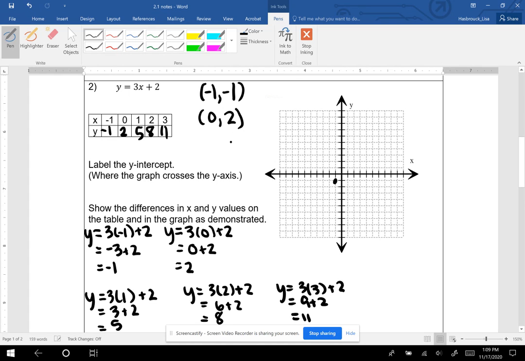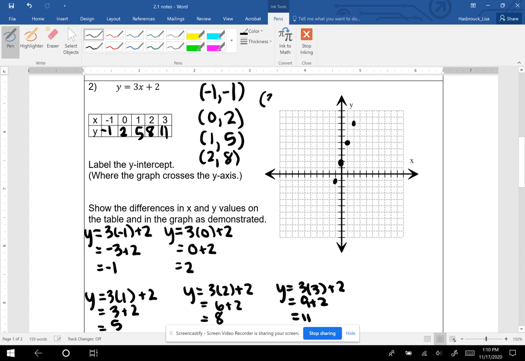Next, I have 0, 2. So that means I don't go anywhere for x, but for y, I go up 2. The next one is 1, 5, which means I go right 1, and then I go up 5. Then we have 2, 8. So I go right 2, up 8.